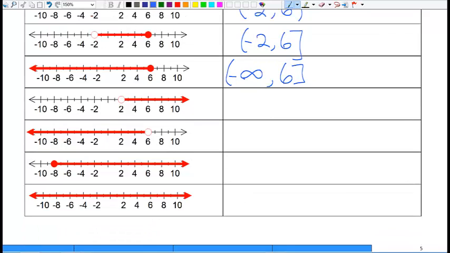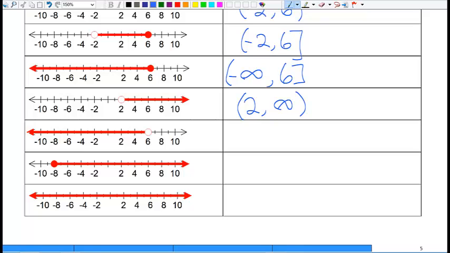Alright, next I have all the values from 2 to infinity. So 2 is as low as I can go, so it goes on the left. How high can I go? Well, this arrow says forever, so I'm going to go positive forever. So that's going to be positive infinity. I can't ever include infinity, so I always put a parentheses on that. Can I include the 2 this time? Well, not this time because it's an open circle, so I need to put a parentheses.